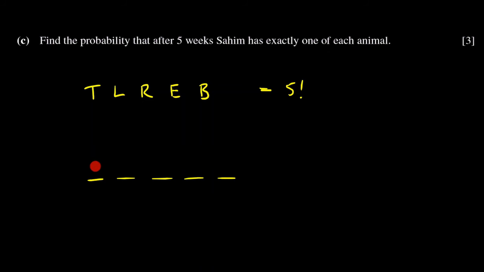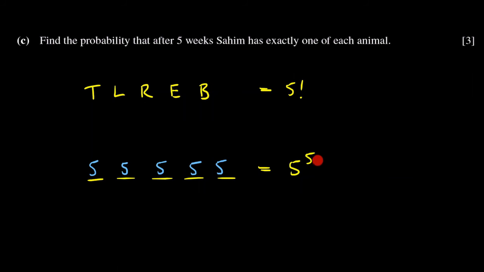What could happen on the first week? Well, on the first week, I could get any one of these 5 options, right? So there are 5 options here. And the same is true for the second week, right? There are also 5 options for that. And the same is true for the third week, and for the fourth week, and the fifth week. So the total number of ways possible is actually 5 times by 5 times by 5 times by 5 times by 5, or in other words, 5 to the power of 5.